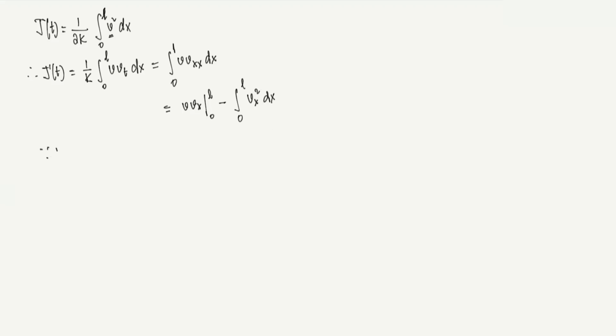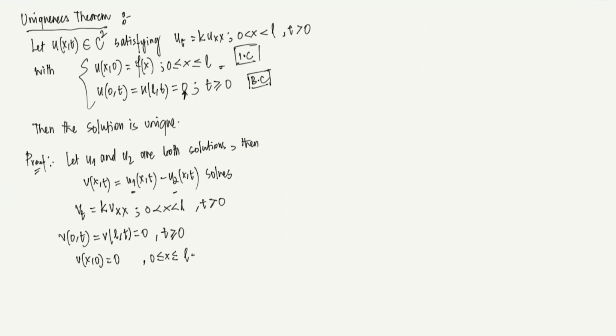Now you see, exactly like the wave equation again, since v of (0,t) equals v of (L,t) equals 0, therefore J prime of t is equal to minus integral 0 to L of v_x square dx. Is it okay? You see, this part is 0, so this is the only thing which is remaining.